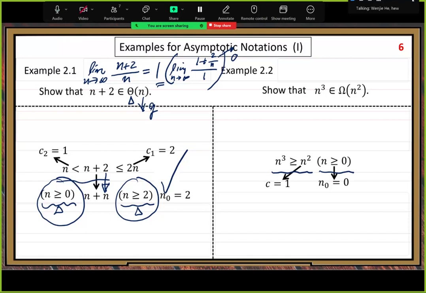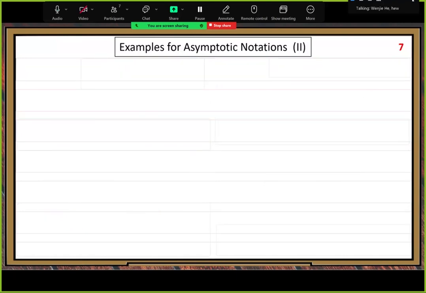Here you cannot use the limit. In this case there is no limit way, so only the inequality way. So this is the second example.